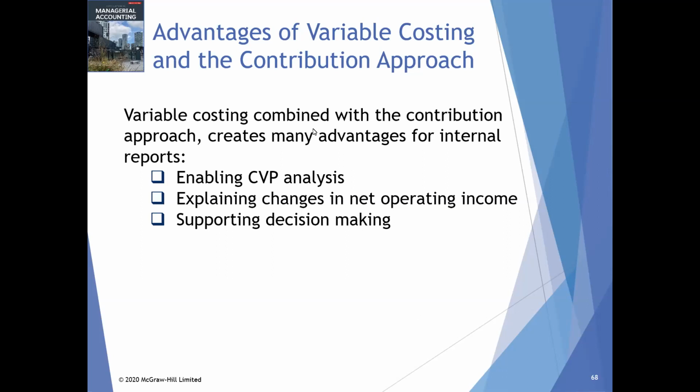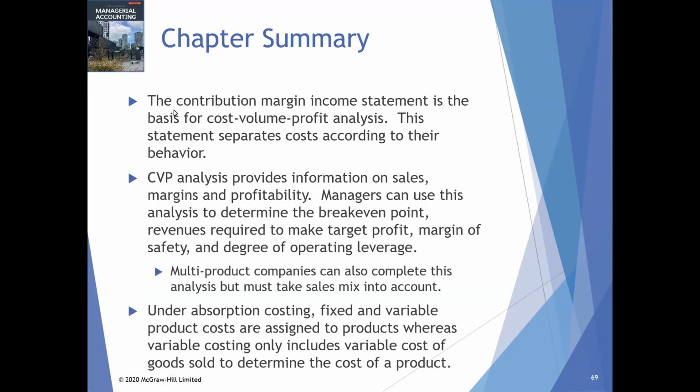So now at the end, we can say that we have learned the contribution margin income statement as the basis of CVP analysis, and the statement separates the costs according to their behavior. CVP analysis provides information on sales, margin, and profitability. Managers can use this analysis to determine the break-even point and the revenue required to make the target profit, which is also known as target profit analysis. And also margin of safety and degree of operating leverage.